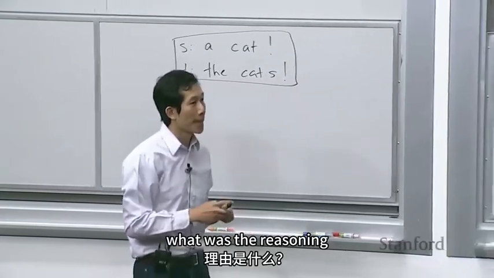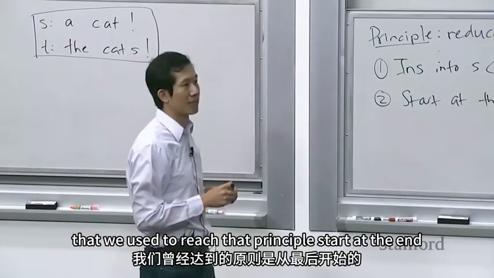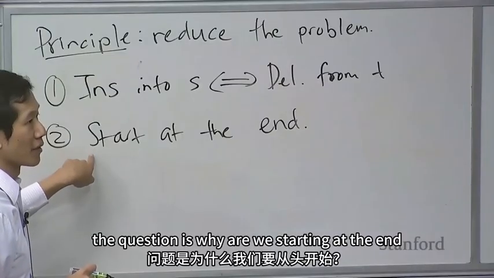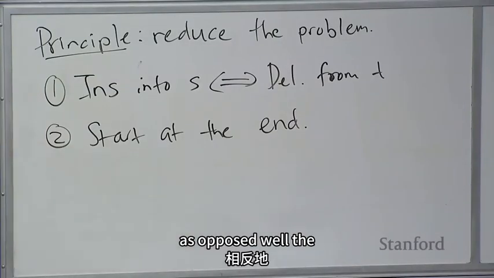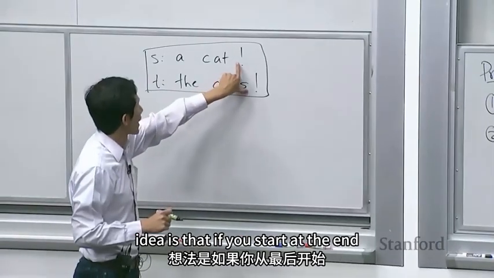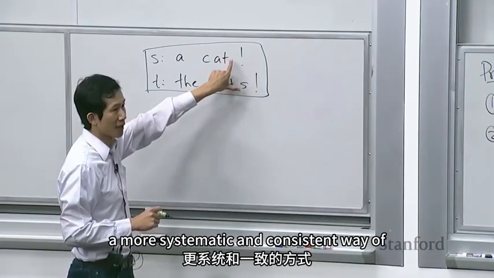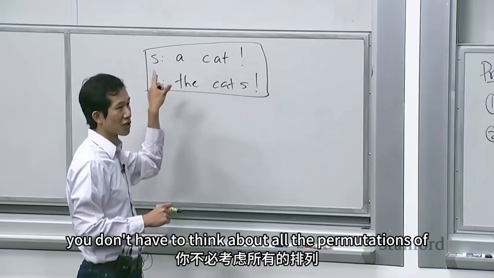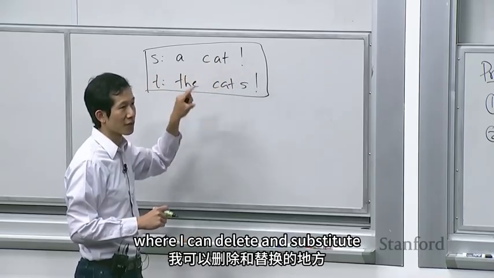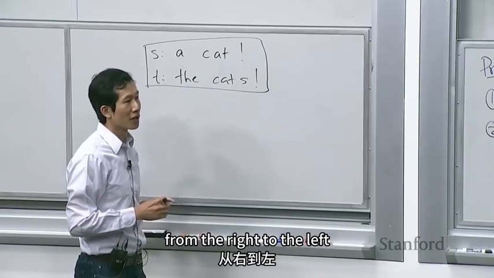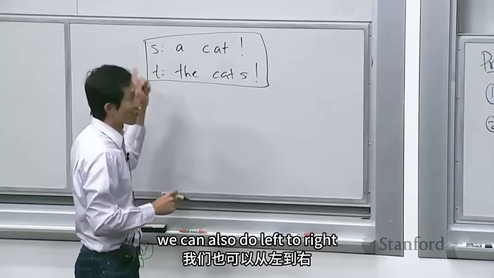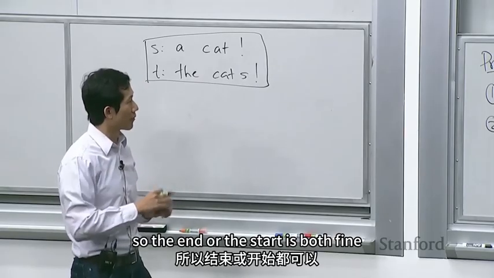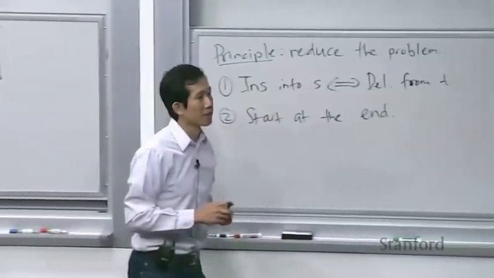Yeah, question? What was the reasoning that we used to reach that principle, start at the end? The question is, why are we starting at the end? Right. Well, the idea is that if you start at the end, then you have kind of a more systematic and consistent way of reducing the problem. So you don't have to think about all the permutations of where I can delete and substitute. Why is it more systematic to go from the right to the left than from the left to the right? We can also do left to right. So the end or the start is both fine. I just picked the end.